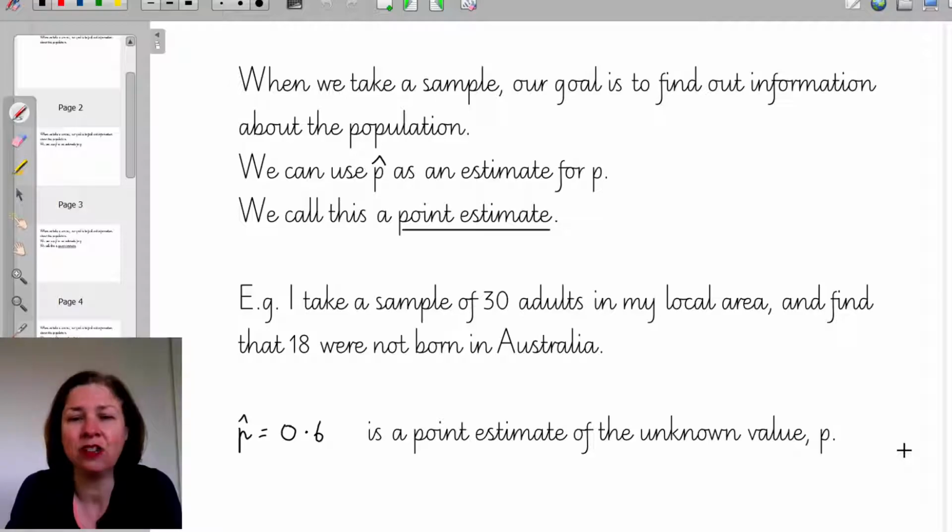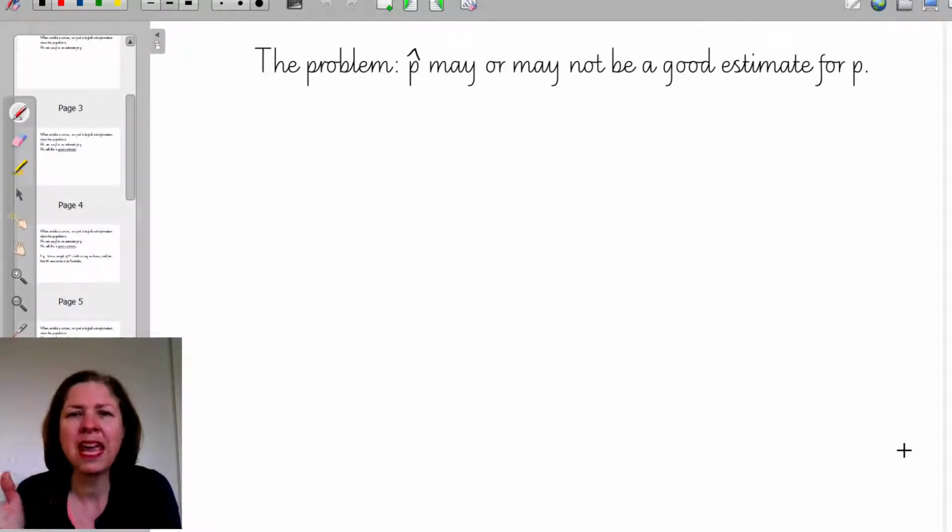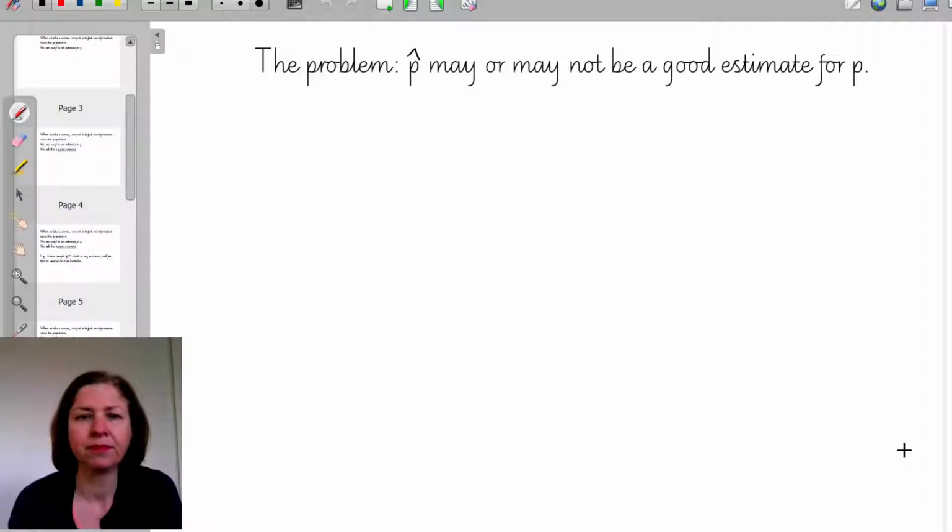So what I'm actually interested in is knowing what the proportion of adults in my local area is that were not born in Australia. And I use my sample as an estimate of that. But there's a problem with that. My sample is not necessarily the exact value of the population estimate. And so I can use p hat as an estimate, but it's misleading if I say that I think the population proportion is 0.6, because it's not. So p hat may or may not be a good estimate for p, and that's our problem.